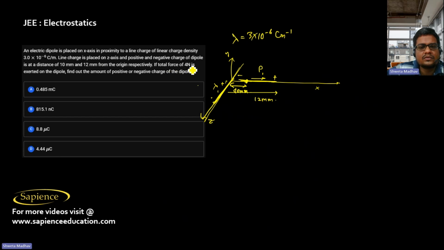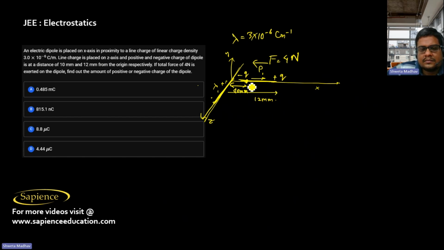If a total force of 4 Newton is exerted on the dipole, the force on one charge will be attractive, the other will be repulsive, so the net will be attractive. So the net force, that is 4 Newton, is exerted on the dipole. Find the amount of positive or negative charge of the dipole. Let's say it is plus q, this is minus q.